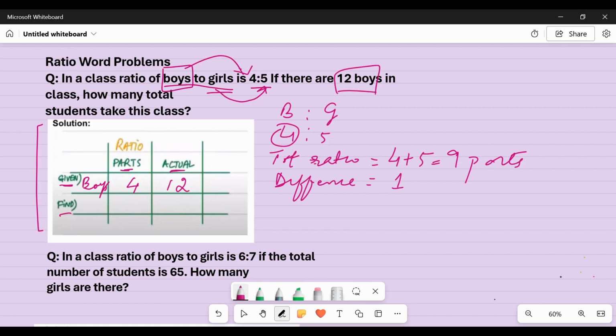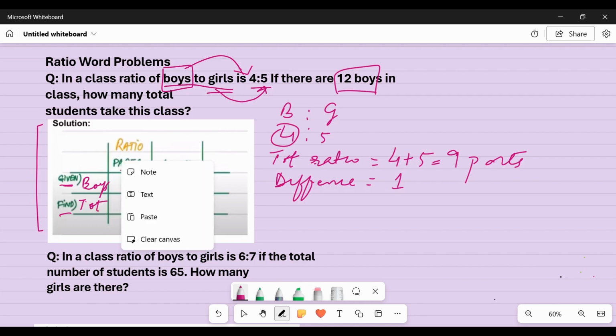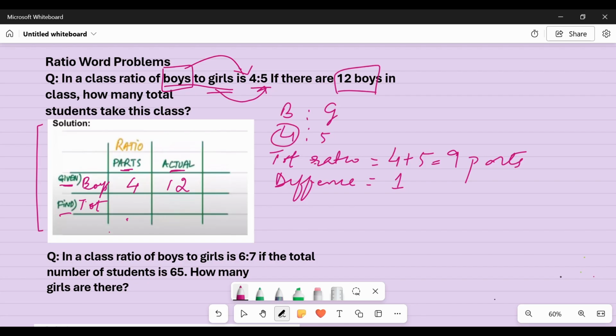Okay, fine. What we need to find out here is the total students, so I'm writing total here. In the first column it says total, because we are finding the total. So here we will fix the total ratio, because the first column is about the ratio. The total ratio we found by adding 4 ratio plus 5 ratio, which gives you 9 parts. So I'm writing 9 here. And what will come in the second box? It will be x, because x is the unknown value. We need to find the total number of students.